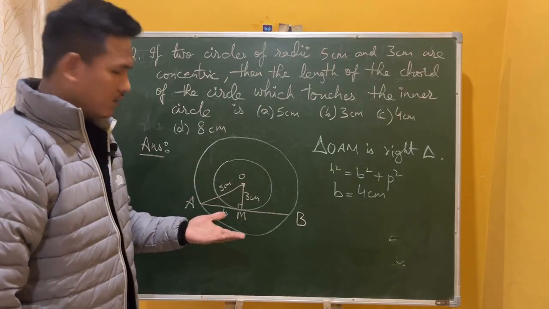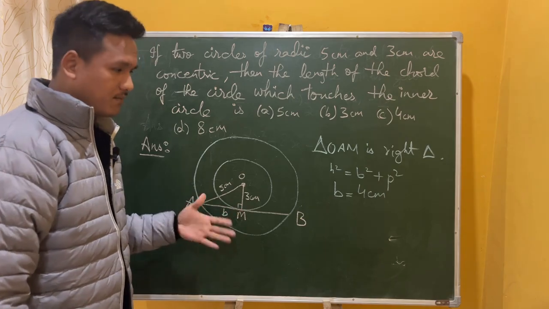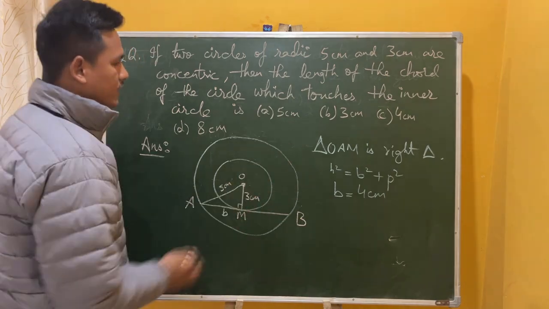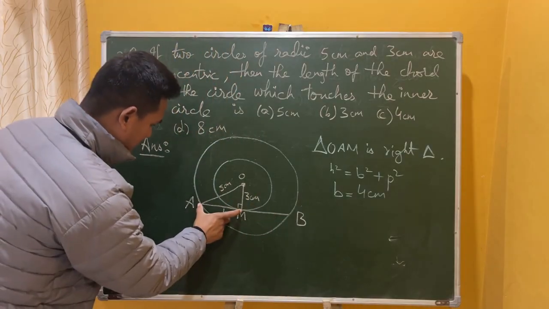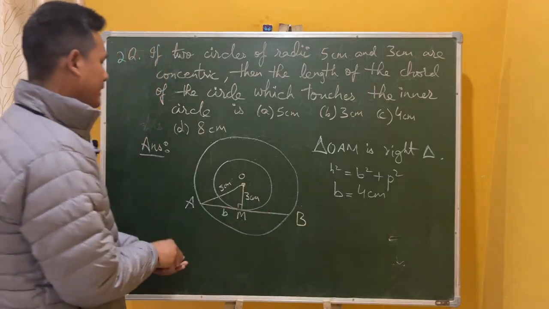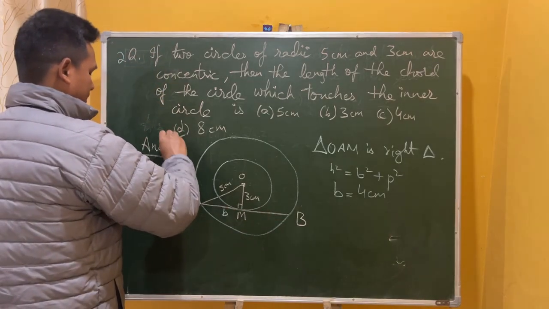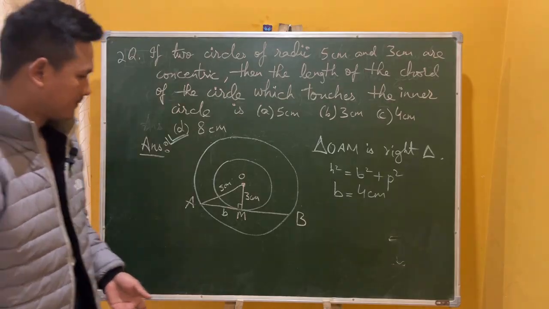And it's a shortcut for you also. You see one is 5, another is 3, the third one must be 4. Many students will mark 4 centimeter, but that's wrong. This length is 4. The entire chord is 4 plus 4, that is 8 centimeter. This is the correct answer. So let's move on to another question.